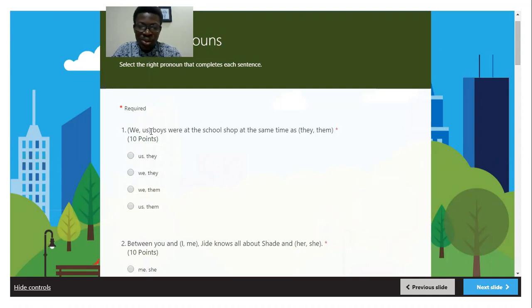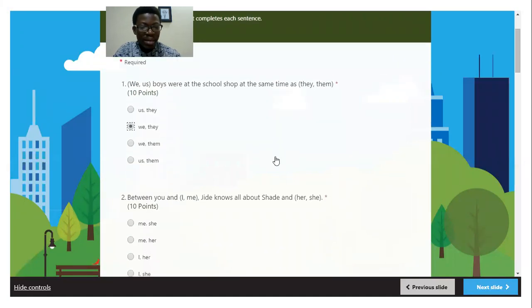All right, remember, what do we do? So we say, you break the sentence. You say, we were at the school shop at the same time as they. Now, there should be another word at the end of this, they were. So it's an invisible word. So you say, we were at the school shop at the same time as they were. So our answers are what? We and they.